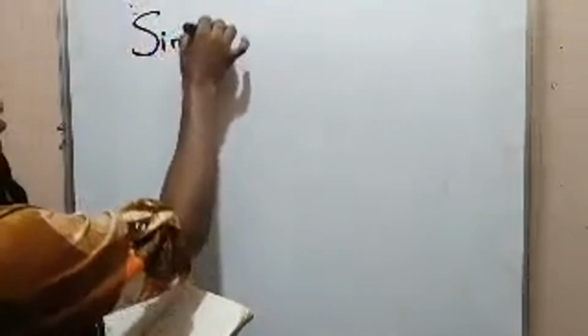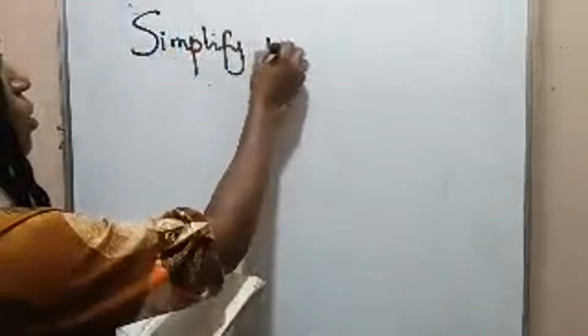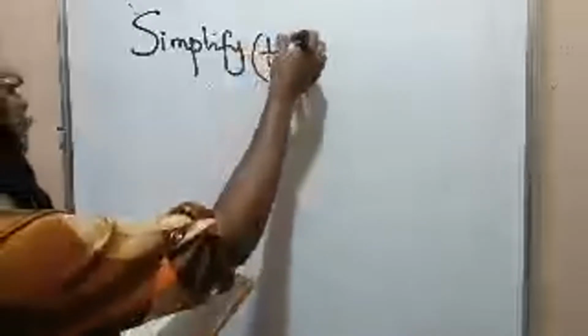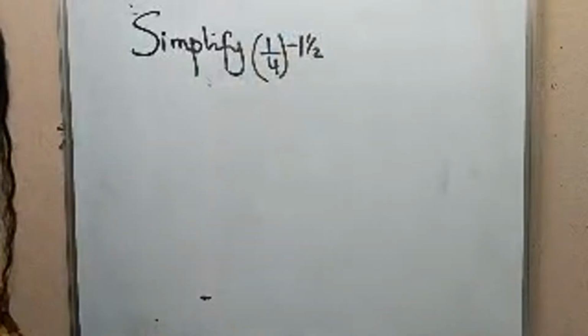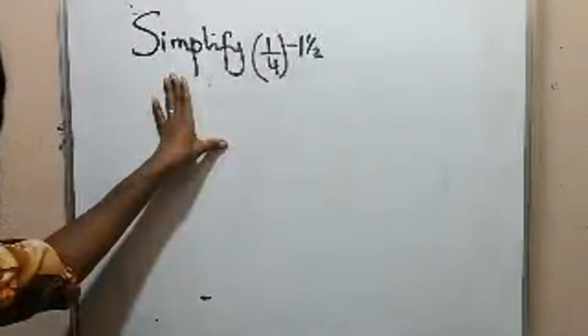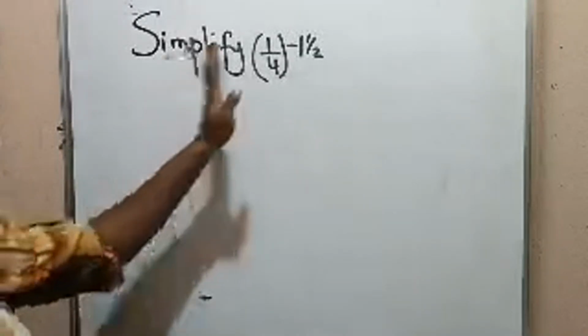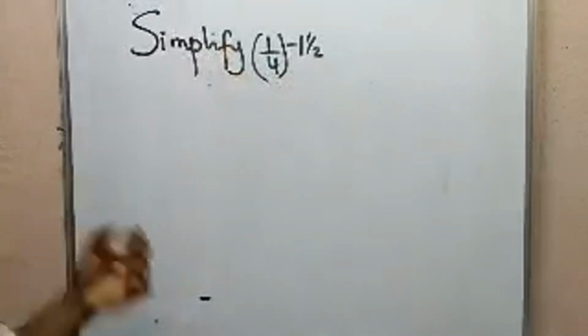The third question says, simplify 1 over 4 raised to the power of minus 1 whole number 1 over 2. So that is the next question, that we should simplify 1 over 4 raised to the power of minus 1 whole number 1 over 2. To do this is easy.